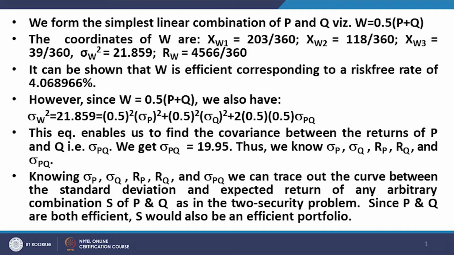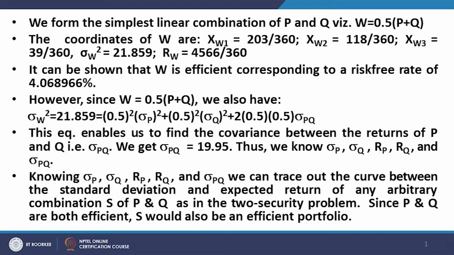For the moment, let us focus on the variance. We know the variance of P, we know the variance of Q. We know the weight of P, we know the weight of Q. What do we not know? What we do not know is the covariance between P and Q. So, if we can find out the covariance of P and Q, we are done. Our problem is solved. We have a 2 security portfolio where all the parameters are given.